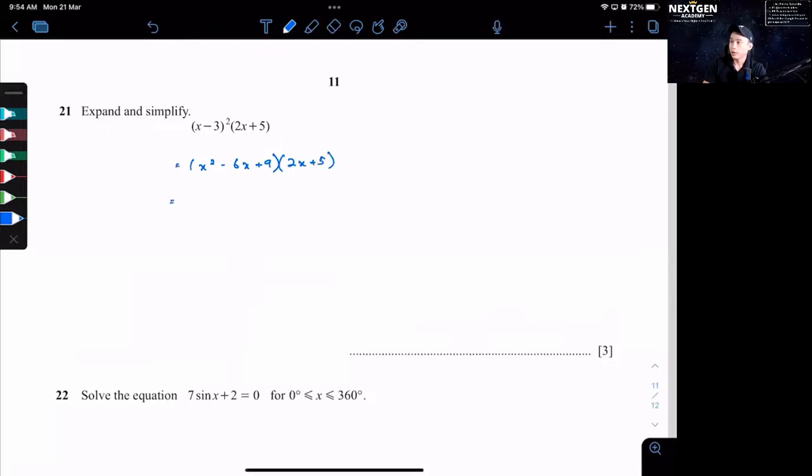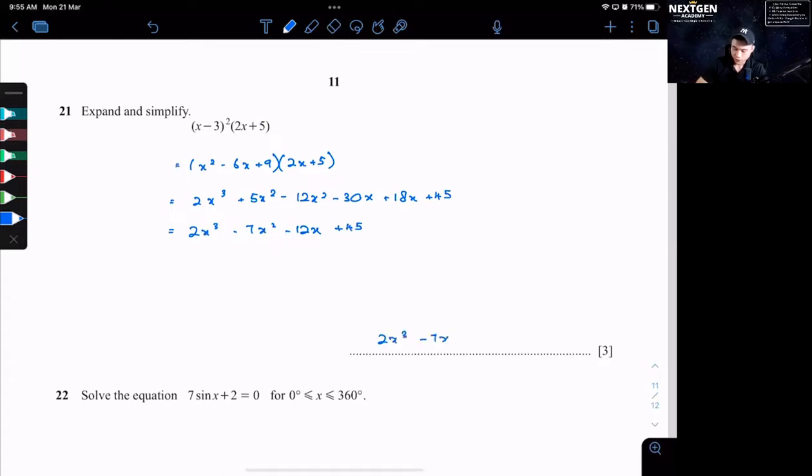Okay, slowly go and multiply this. I don't think there's any shortcut method. So you get 2x cubed plus 5x squared minus 12x squared minus 30x plus 18x plus 45. And you will get 2x cubed minus 7x squared minus 12x plus 45. Okay, this will be your final answer.